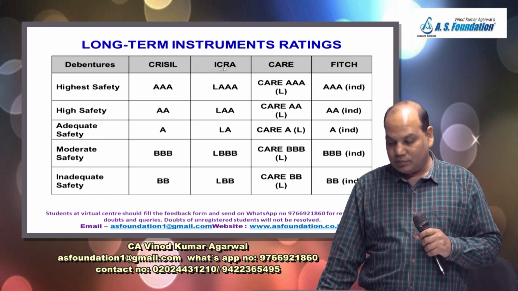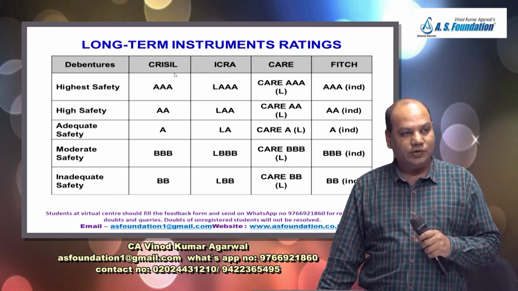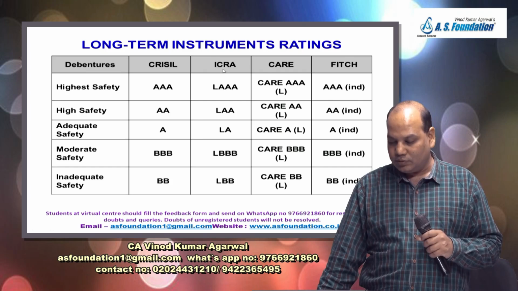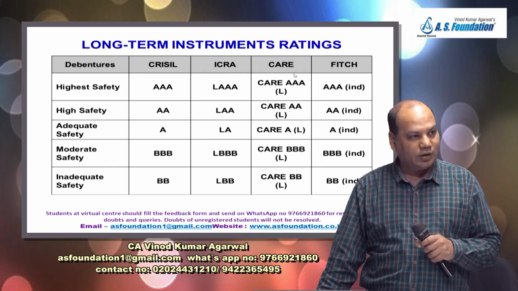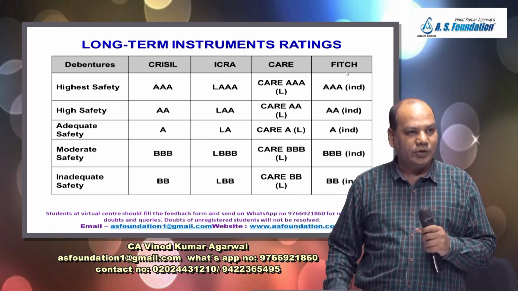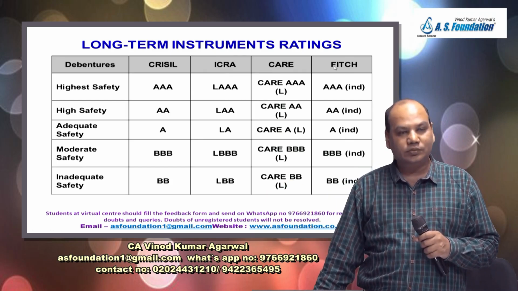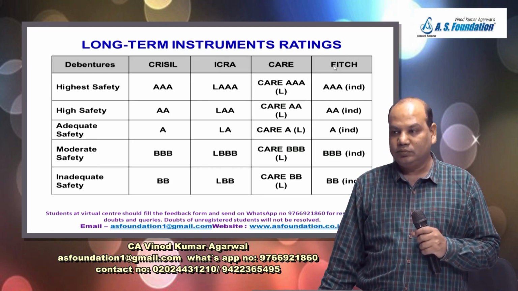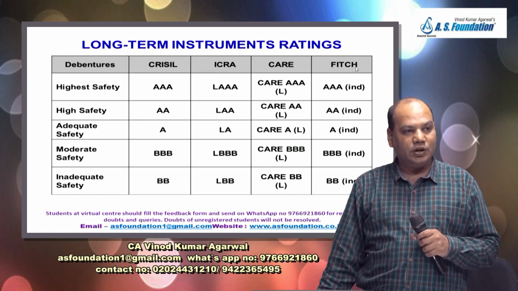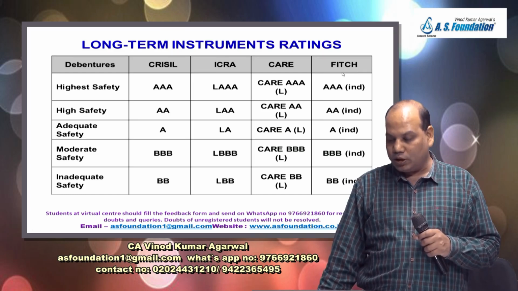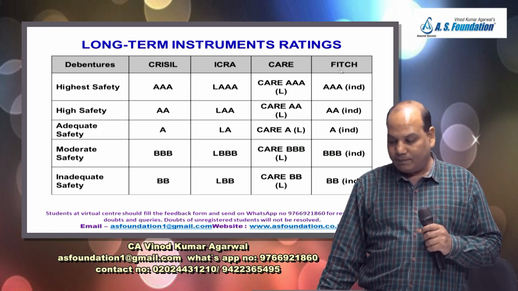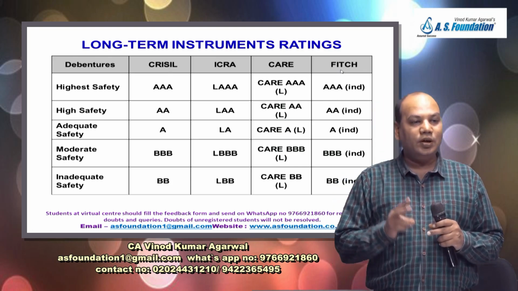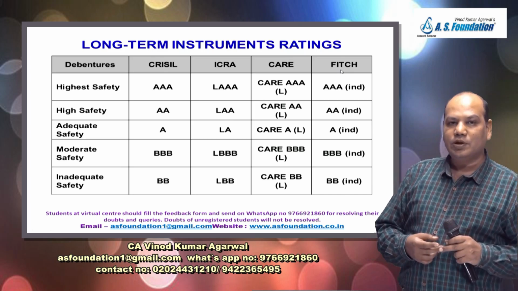Example, CRISIL, one of the oldest agencies in India and one of the biggest agencies in the world. ICRA, CARE. We will discuss in detail all these four agencies in the later part of this chapter. Fitch is an international rating company which now has a subsidiary in India. It operates through an Indian subsidiary. In the world, there are three main rating agencies: S&P, Standard & Poor's, Moody's and Fitch. And this Fitch has a subsidiary in India.